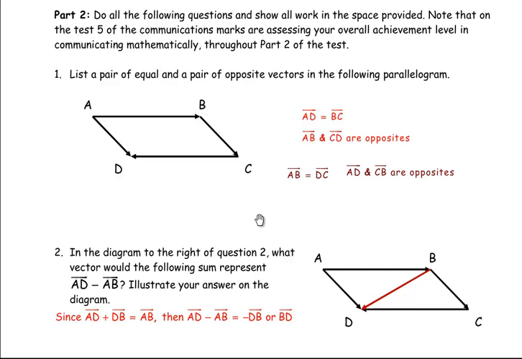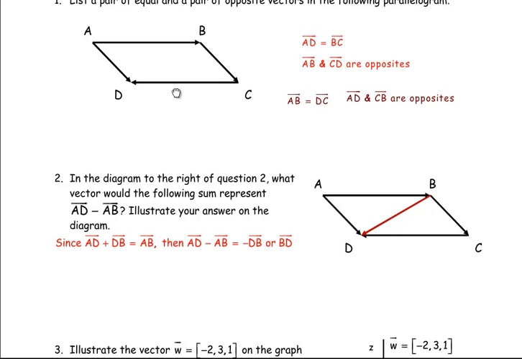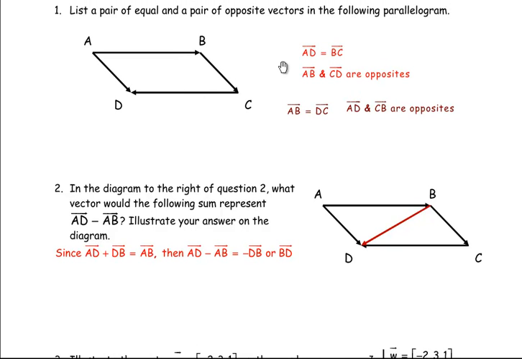Now, for the test in my class, please note that 5 of the communication marks will be assessing your overall achievement in communication, an overall mark through part 2. For number 1 here, you're asked to list a pair of equal and a pair of opposite vectors for this parallelogram.